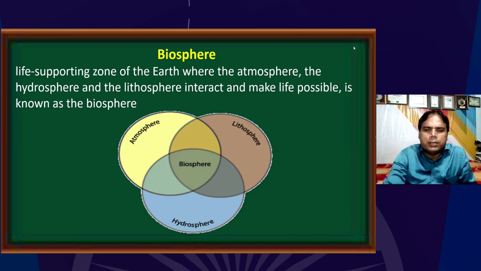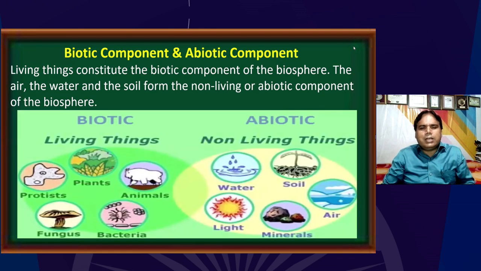So as far as the biosphere is concerned, on the biosphere there are two types of components found. One type of component is known as biotic component and another is known as abiotic component. So as far as the biotic component is concerned, bio means living. So the living component or the living things that are found on the biosphere are known as biotic component.